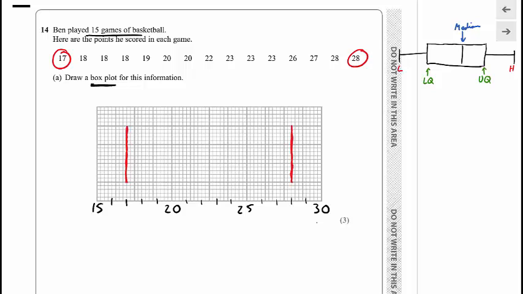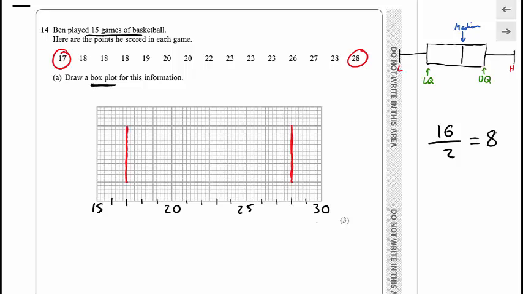Okay, now I need to plot my median value. Well, what's my median value? My median is worked out in a couple of ways, but the way which I work it out is n plus 1 over 2. So n is just the number of values which I've got, which is 15. Okay, so I've got 15 plus 1, which is 16. And I divide that by 2, so that comes out as 8.